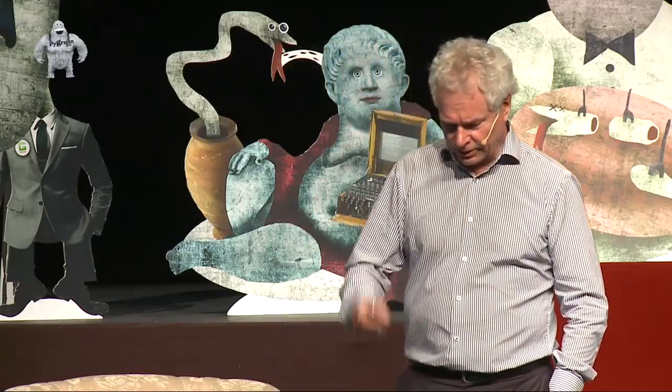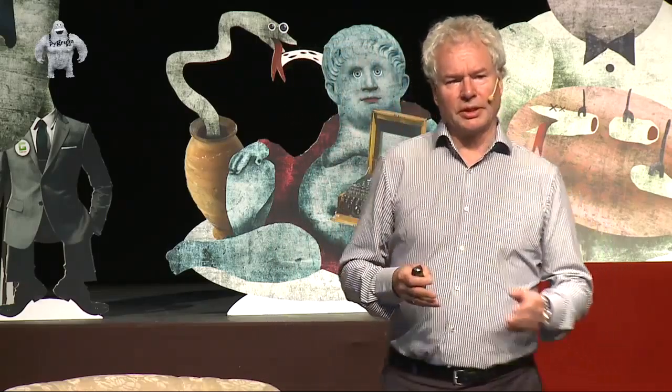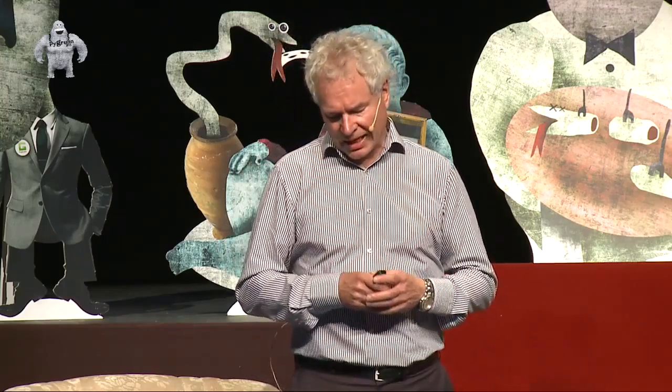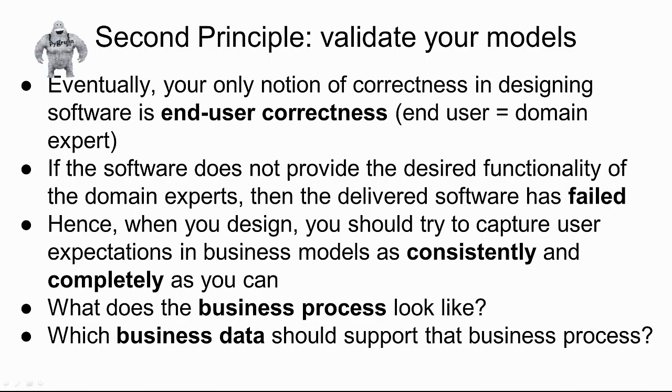The second principle is that you have to realize that when you deliver software, correctness is end-user correctness. The end user is the domain expert. And if the software does not provide the desired functionality of the domain experts, then you know that the delivered software will fail. So what you have to do when you design is be very careful to capture the domain experts' requirements in a consistent and complete manner. And that's a very, very hard job.